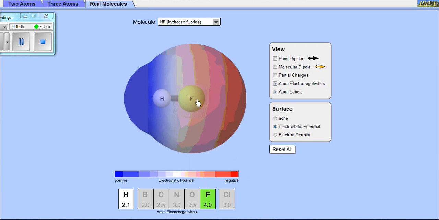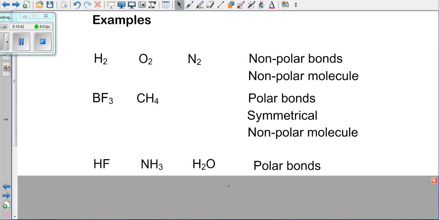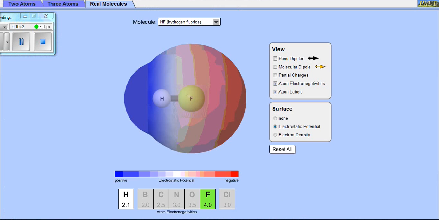So the fluorine attracts the electrons more towards itself than the hydrogen, with the result that the electrons are more densely around the fluorine rather than the hydrogen. And here we see a classic case of a polar molecule where the fluorine side will be slightly negative and the hydrogen side will be slightly positive. So here we have a structure where we can say that we have polar bonds, and because it's not a symmetrical structure, we have a polar molecule. We look at NH3 now.